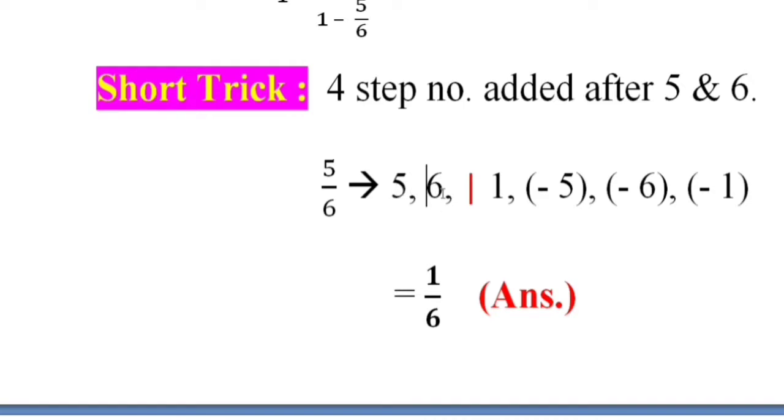6 minus 5 equals 1. And 1 minus 6 equals minus 5. And minus 5 minus 1 equals minus 6. And minus 6 minus bracket minus 5 equals 1. So it equals 1 by 6. Answer.